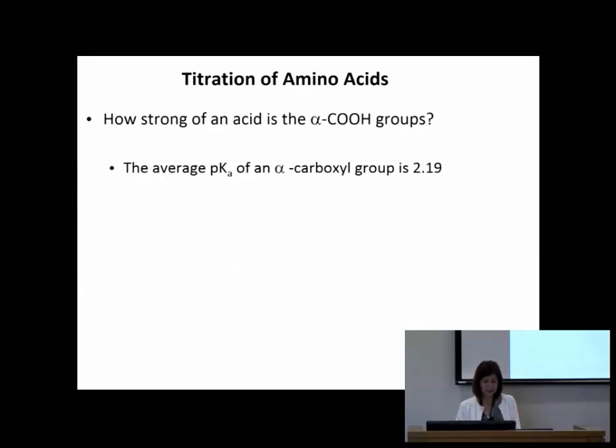But compared to other organic acids, how strong is that carboxyl group on an amino acid? We know if we take a look at the table that I showed you a few slides ago, the average pKa is 2.19.